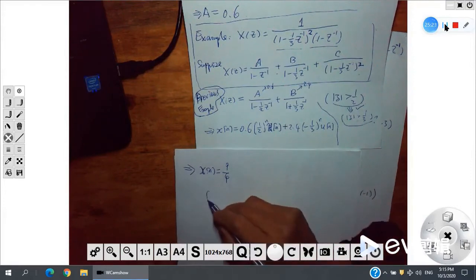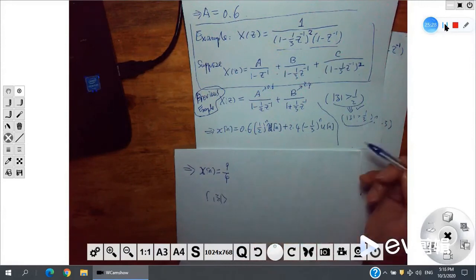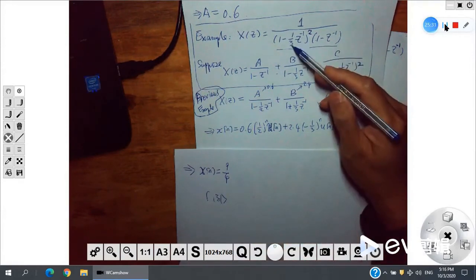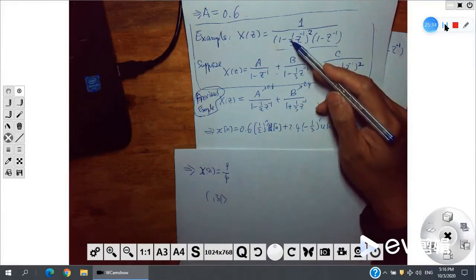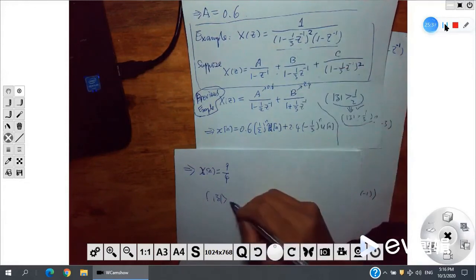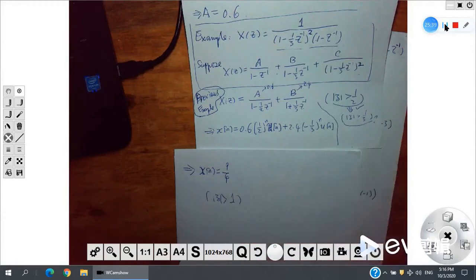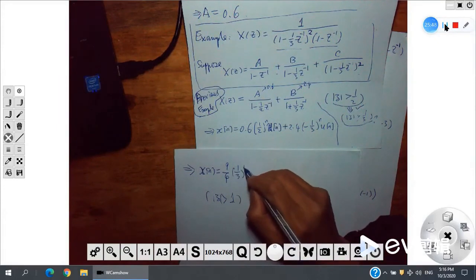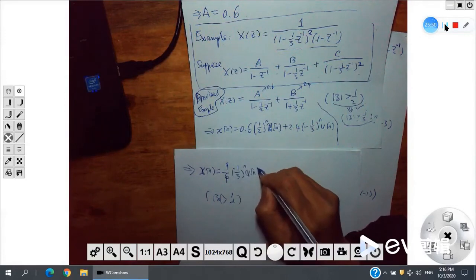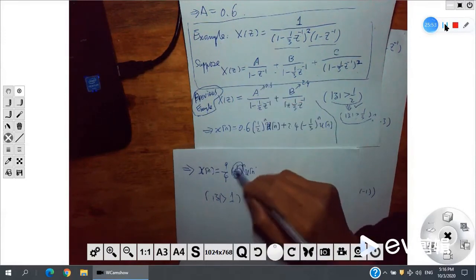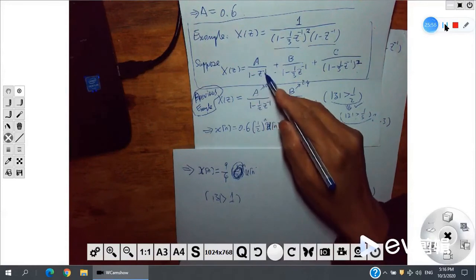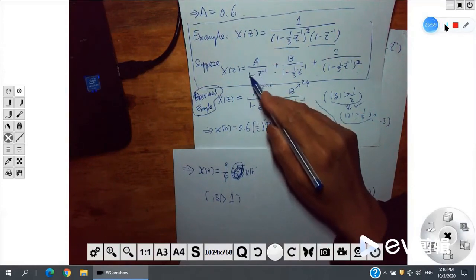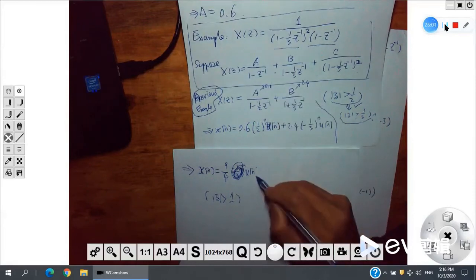For the first ROC, we just use the larger side. We suppose z is larger than something. Larger than what? I have 1 and 1/3, so z should be a number larger than 1. In this case, larger than 1, you use the table's right-sided term. Oh no, A is the coefficient before 1 over 1 minus z inverse. So it is just u of n. It's A u of n.